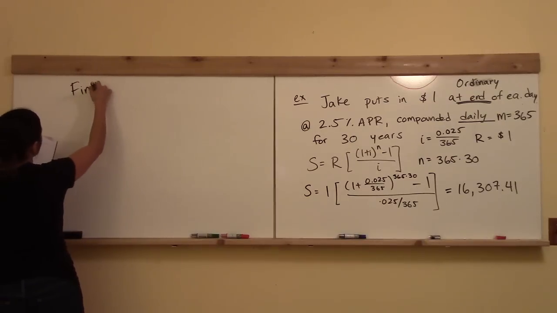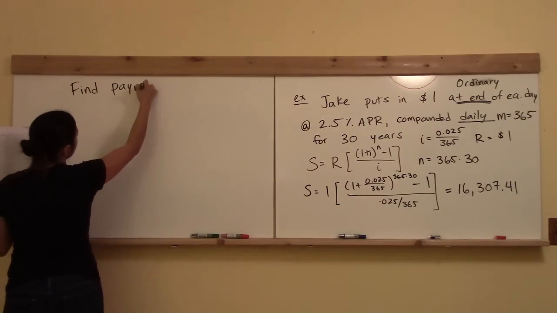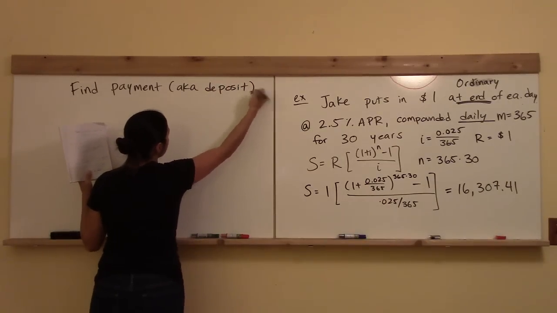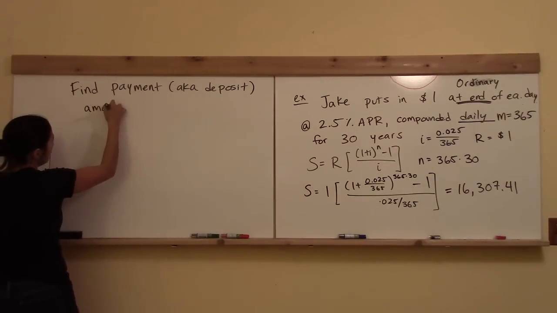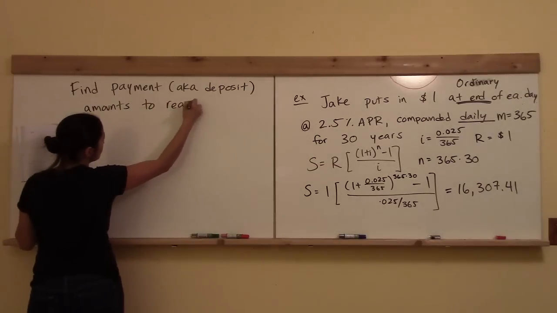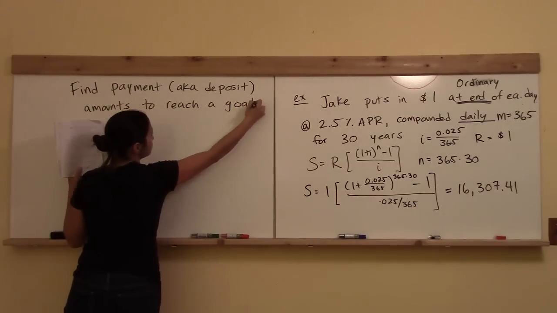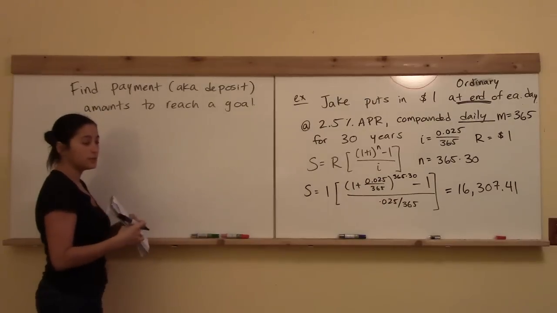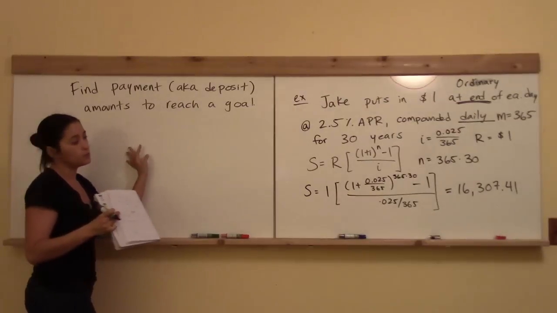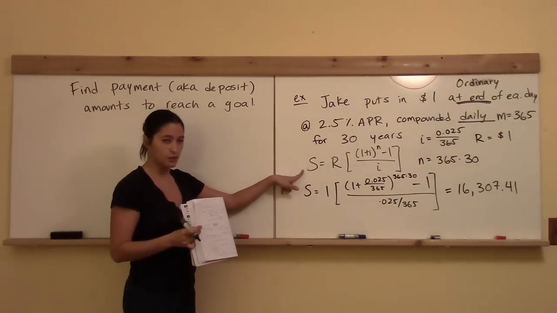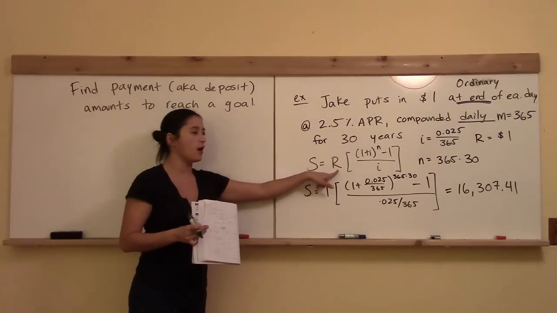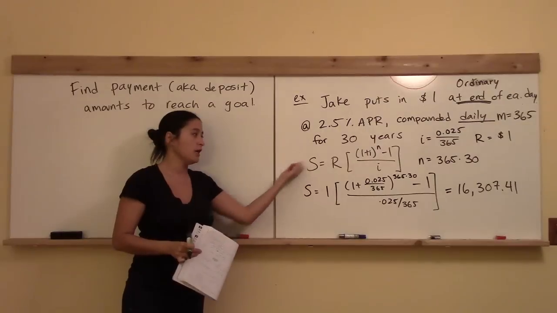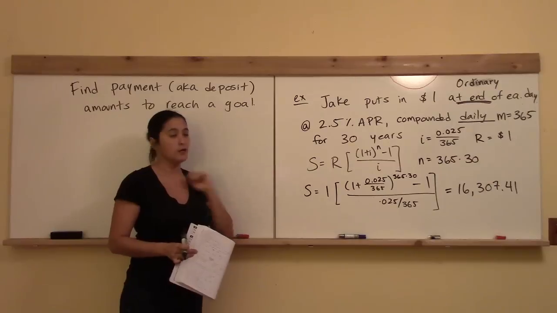Let's find payment amounts, or payment, aka deposit. I think I was calling it deposit earlier, but payment, same kind of concept there. Amounts to reach a goal for your future value. Before I do the examples, these are going to be examples where my known variable is S, the goal that I have in mind, and my R variable, the amount of each payment, is unknown, because I'm trying to figure out how much I have to use in order to get a certain amount out.